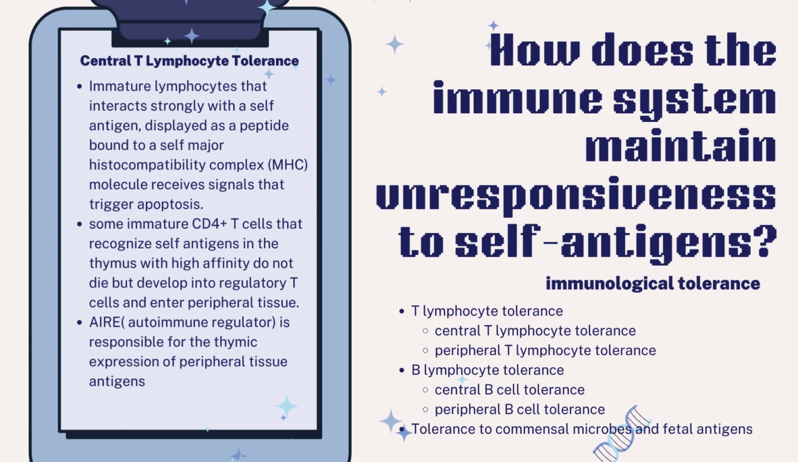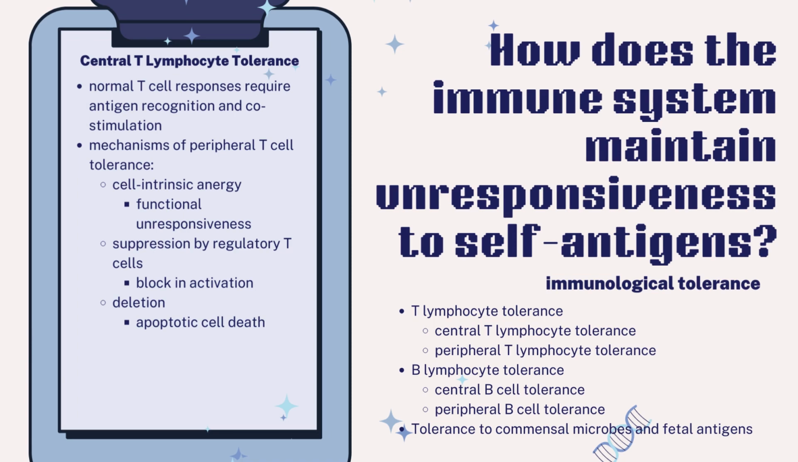In central T lymphocyte tolerance, immature lymphocytes that interact strongly with the self-antigen displayed as a peptide bound to an MHC molecule receive signals that trigger apoptosis. Some immature CD4 T cells that recognize self-antigens in the thymus with high affinity do not die but develop into regulatory T cells and enter peripheral tissue. AIRE, an autoimmune regulator, is responsible for the thymic expression of peripheral tissue antigens.